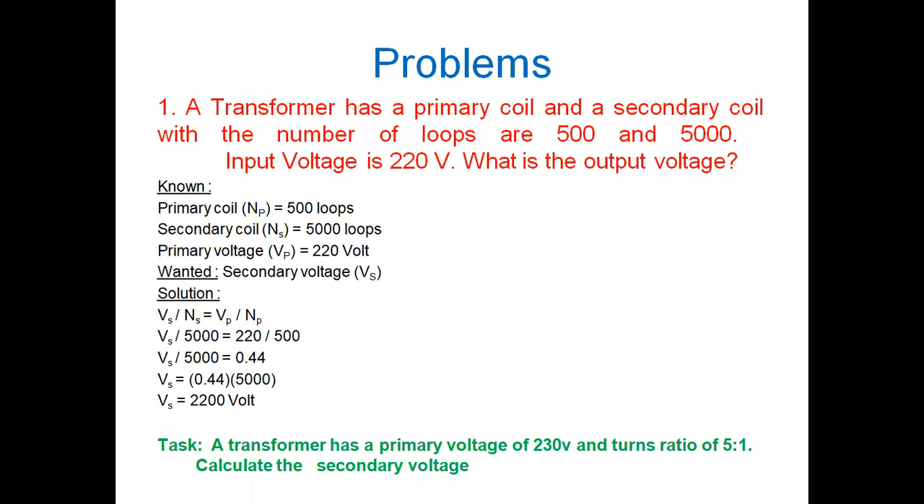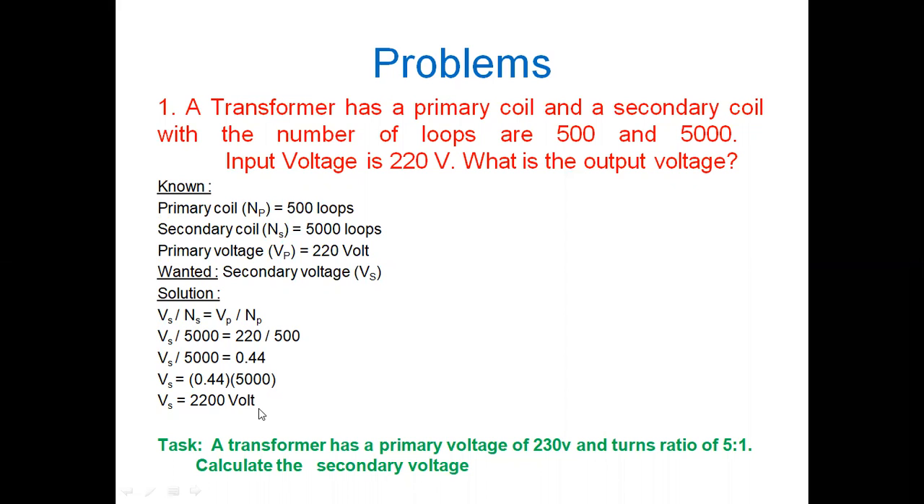So first of all, we have to identify the given parameters. It will help to easily apply the formula relevant to the unknown parameter. What is unknown, or what is required to find? Output voltage, that is secondary voltage, VS. So from this we can easily observe the relevant formula we can apply is VS by NS equal to VP by NP. This formula helps us to calculate the value of VS as 2200 volt.